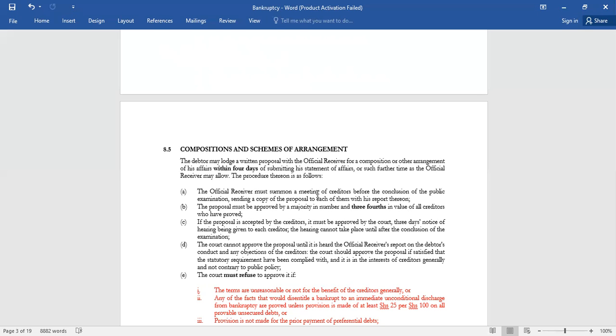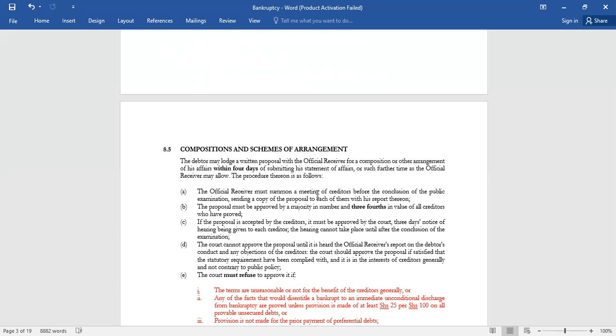And you can see the majority is 3/4. This is 3/4 in value of all creditors who have proved. So shall it fall below 75%? 3/4 is 75%. So if there were 10 creditors, 7 of them, 8, because it will be 7.5 and you don't have half of a person, must agree. So the stakes are high.